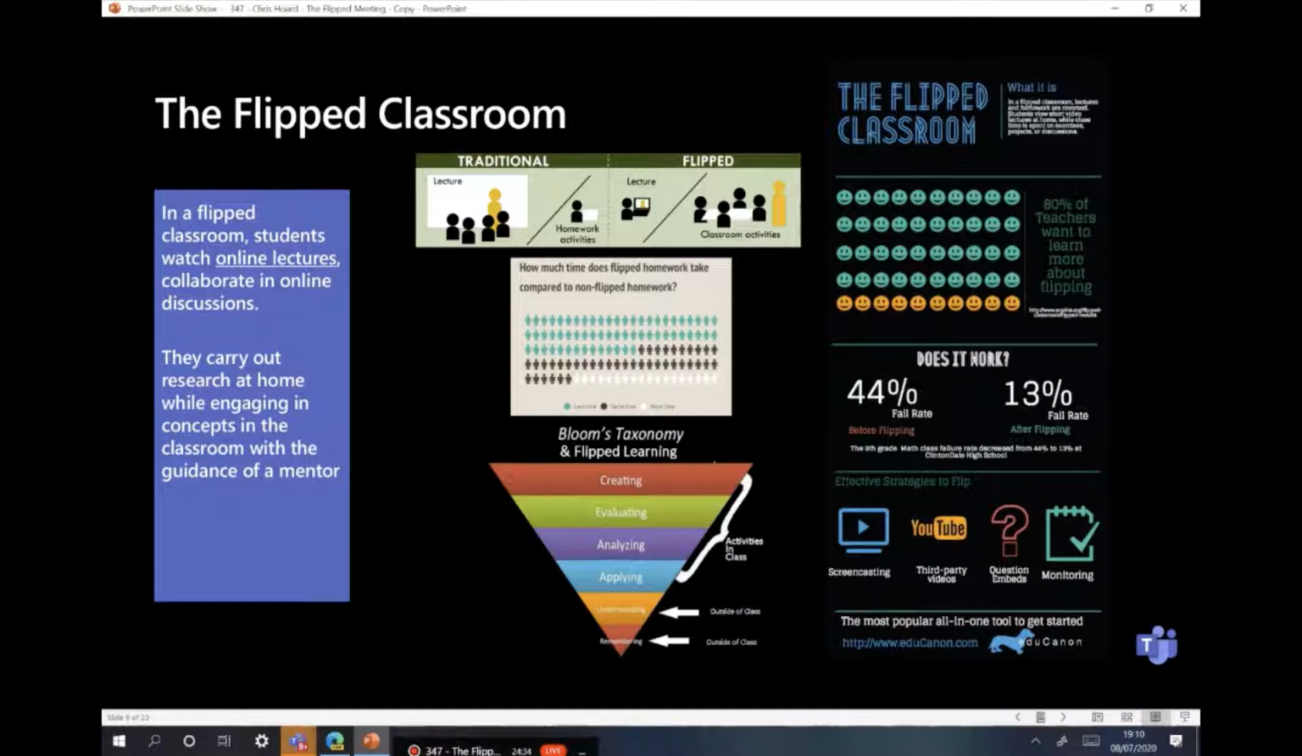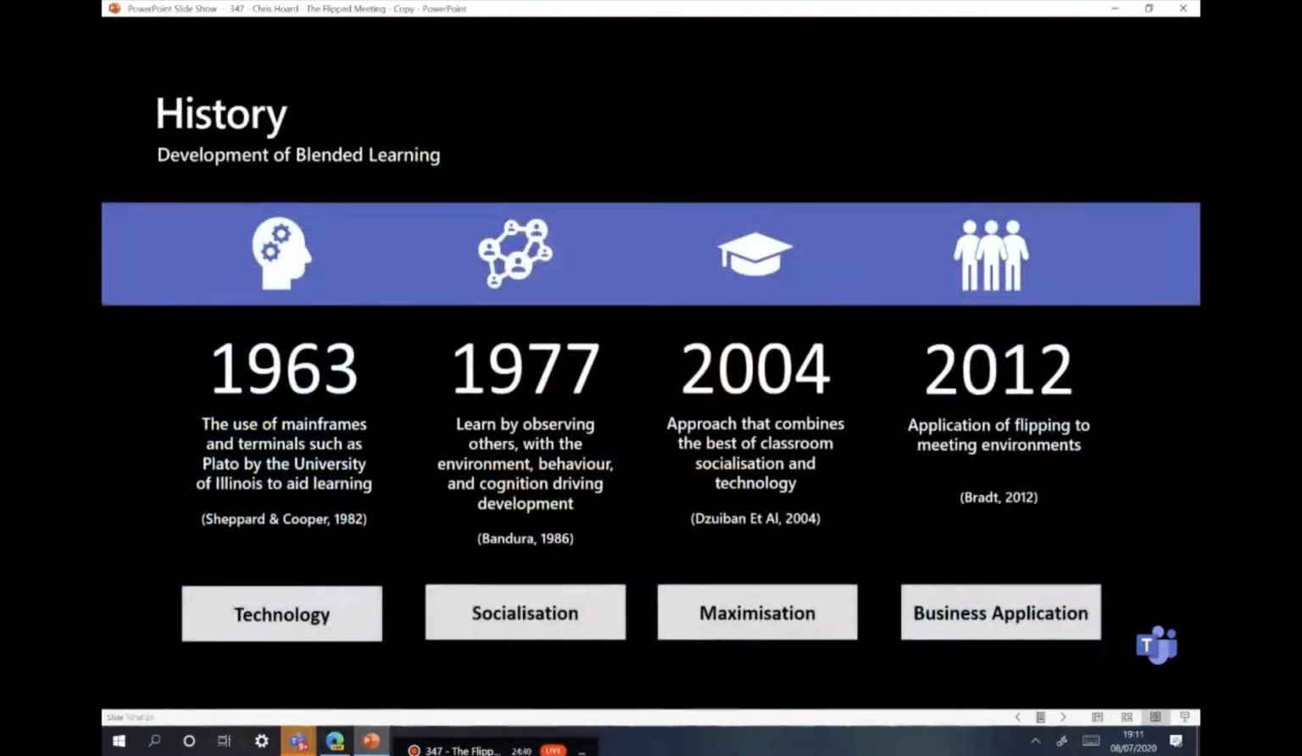So the flipped meeting is really an extension of the flipped classroom. They are both what you would call blended learning, and there has been a long line of development and history around this. So this isn't something that has come along yesterday. This is something that has been developing for many years. Back in the 1960s, this is when we first started seeing the use of technology for learning. So the use of mainframes and terminals. There was a system called Plato in the University of Illinois.